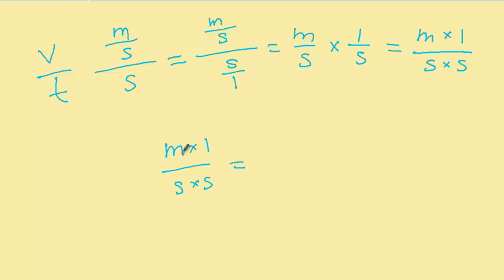Anything times 1 is the same thing you started with, so m times 1 is just m. What about the seconds times seconds on the bottom? That would be seconds squared. So meters per second squared is a velocity divided by time. And those units make sense because those are the units for acceleration. This, v divided by t, actually equals an acceleration.